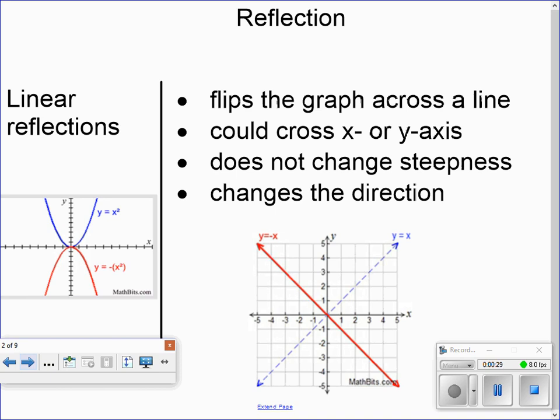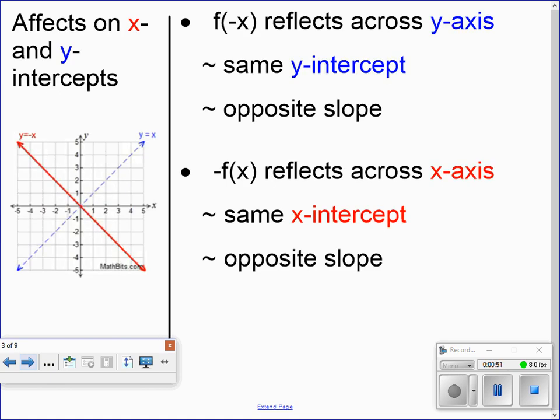When we reflect, it does not change the steepness of the line, but it does change the direction. So what it means is that the numerical value of our slope will be the same, but it will be the opposite. So if we had positive 2 for our slope, when we reflect it, we're going to have a slope of negative 2. So the number will stay the same, but the direction or the sign will change.